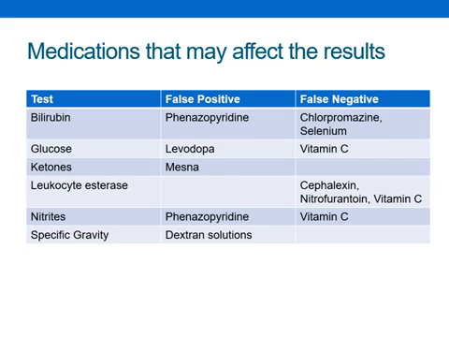The ketones test could read a false positive for a patient on Mesna. The leukocyte esterase test could read a false negative for a patient that's on cephalexin or nitrofurantoin or vitamin C. The nitrites test could read a false positive for a patient on phenothiazide or a false negative on vitamin C. And the specific gravity can be altered by dextran solutions.